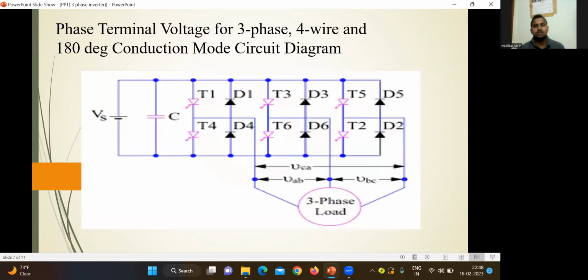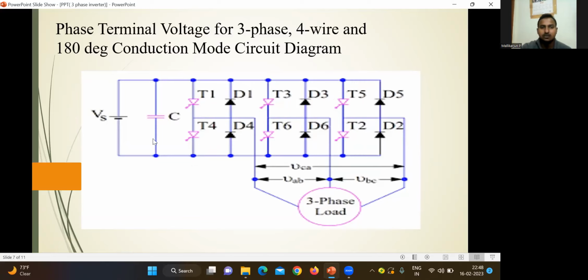So coming to the operation circuit diagram, just now I told you that 6 thyristors are being used in the three phase circuit. This is the first phase: T1 and T4 are the first leg. First phase A, second phase B, third phase C. Three phases, and each phase connects two thyristors: T1 and T4 in the A phase, T3 and T6 in the B phase, and T5 and T2 in the C phase.